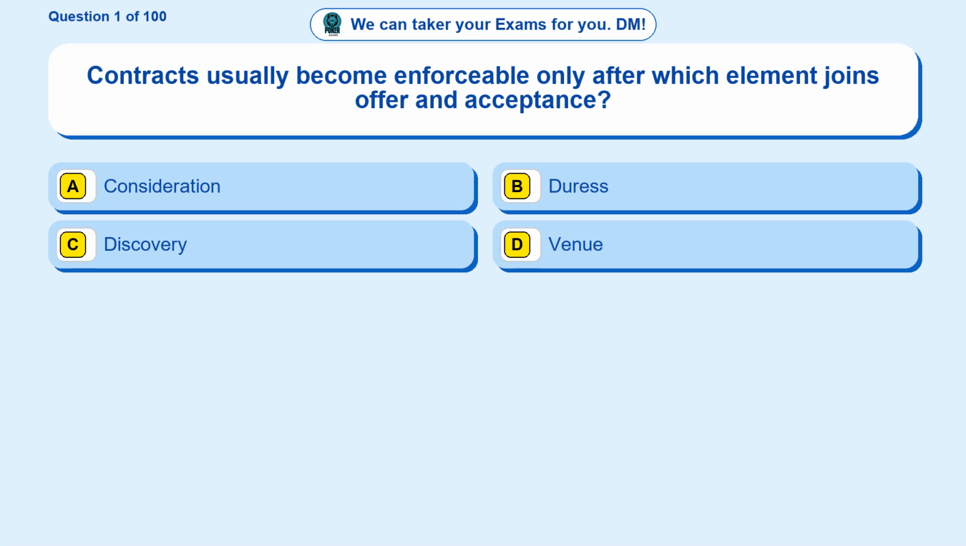CLEP Introductory Business Law Tutor Review. Question 1. Contracts usually become enforceable only after which element joins offer and acceptance? Option A, consideration. Option B, duress. Option C, discovery. Option D, venue. The correct answer is option A. Consideration.